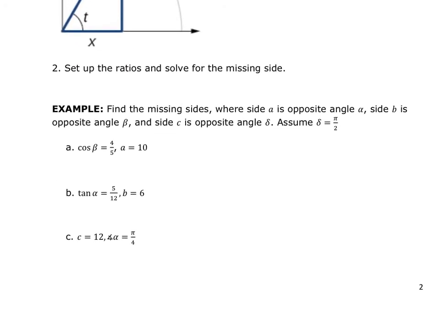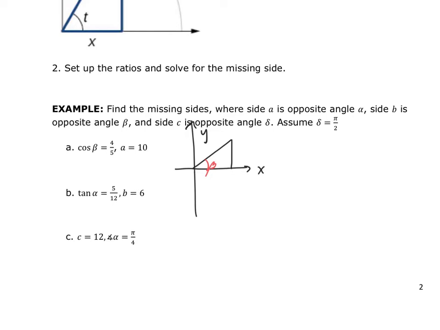In my example, they tell me that I have the cosine of beta. So I'm going to go ahead and draw my triangle. It does not have to be the correct size. I just want to put it in place. I put beta here right by the origin. That's where I'm going to put beta.